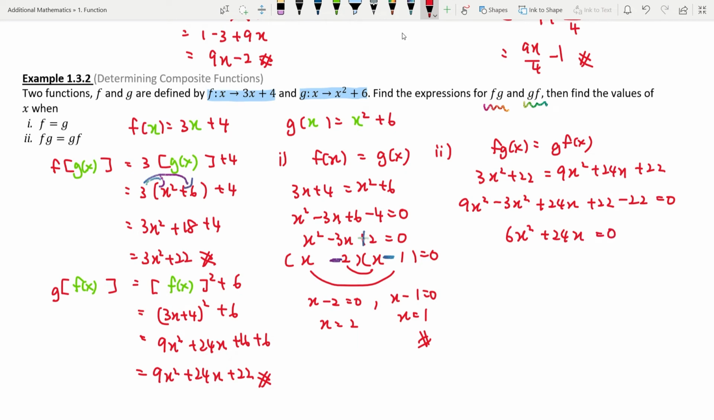Factorize it. We take out the common factor, which is a 6x. And what is left in the bracket? For the first term, we are left with an x. And the second term, we are left with a 4. 6x is equal to 0. x is equal to 0, or x plus 4 equal to 0. x equal to negative 4.